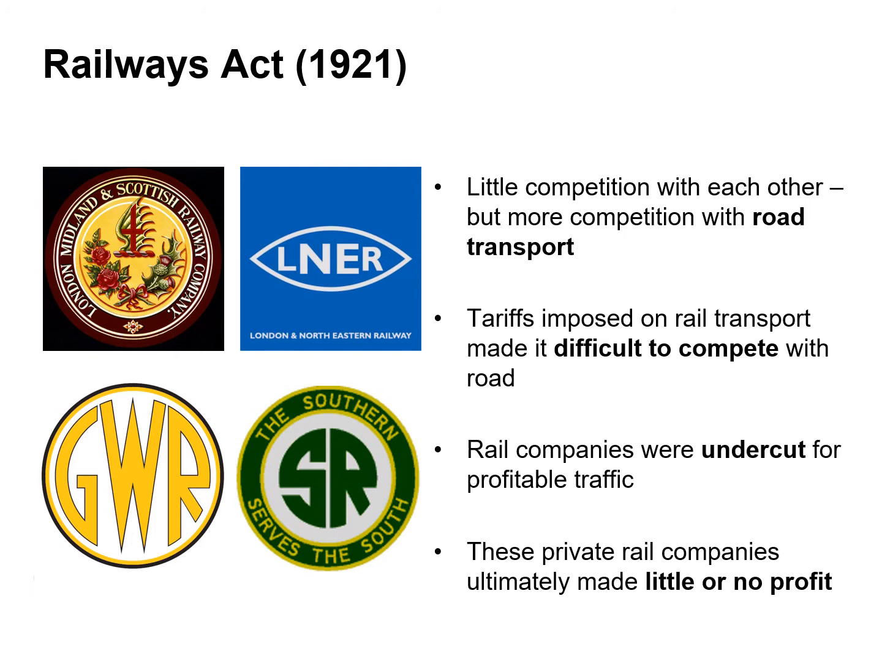So these companies had little competition with each other, but more competition with the road transport provision. Tariffs imposed on rail transport made it difficult to compete with the roads. The rail companies were undercut for profitable traffic, and these private rail companies ultimately made little or no profit at all.